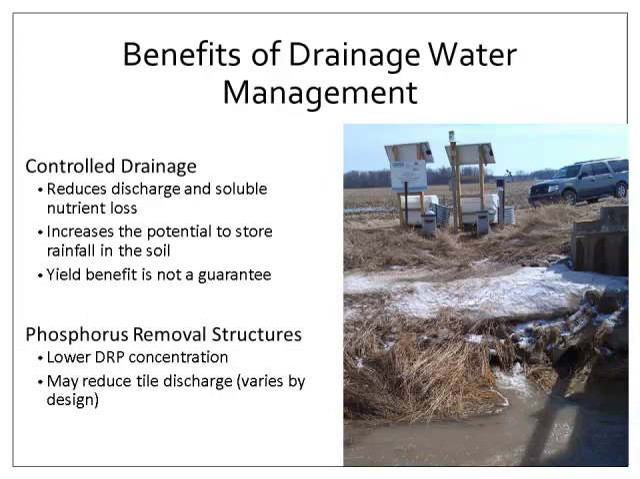Drainage water management can be just controlled drainage, but also if you're managing your water at all, there's other practices like phosphorus removal structures, and that's our steel slag filters, that you can also use. So controlled drainage, why we really like controlled drainage is because it's a physical discharge reduction practice that reduces the amount of water you're losing from your tile drains. And it also increases your potential to store rainfall in your field. And unfortunately, here's the thing. My yield benefits are not a guarantee, and I'm going to explain to you why that is.